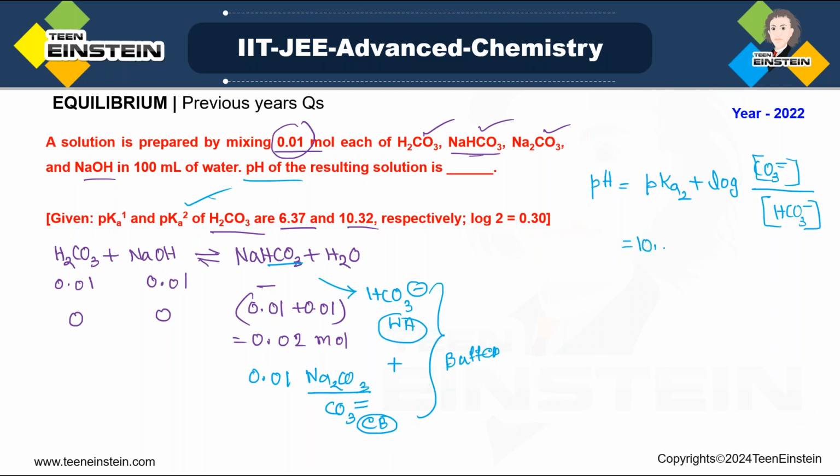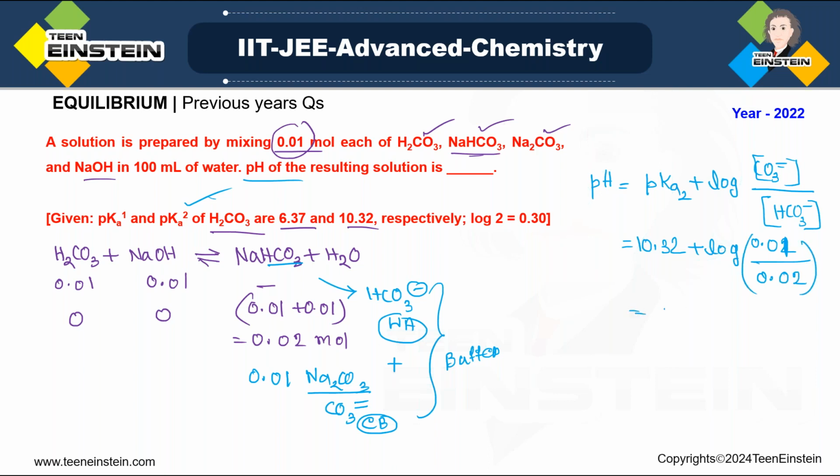Now pK2 you already know, 10.32, and here the concentration of CO3 is 0.02. Now if you are thinking that this is moles, this is not concentration, but see, you are just taking the ratio. So even if you divide the moles by the volume, the same in the denominator also you are dividing by volume, so ultimately it will be cancelled. So don't waste time in finding concentration, directly you can put the moles. So it is 1, and this one, that is HCO3, 0.02.